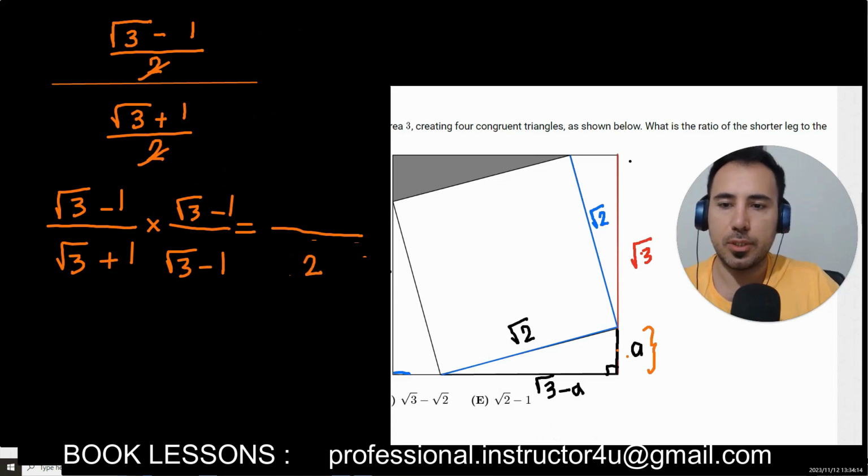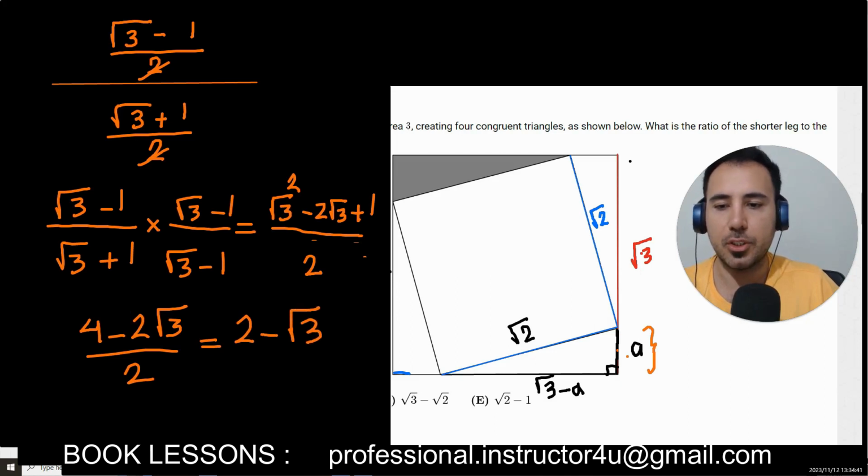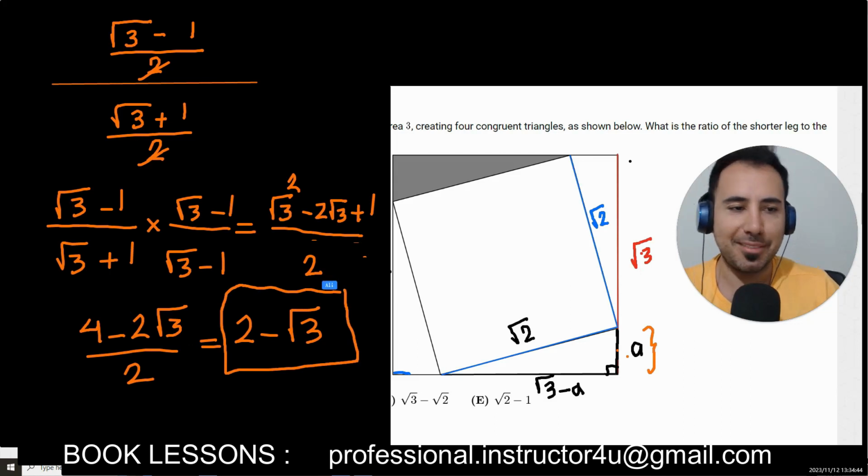Okay, so this one will be square root of 3 squared minus 2 square root of 3 plus 1. So what we're really going to have is 4 minus 2 square root of 3, divided by 2. And finally, you would see 2 minus the square root of 3. So this would be the final one. You don't have to write whatever I wrote here. The reason I expanded so much and explained so much is so that if you are confused at any part, maybe this will help you.